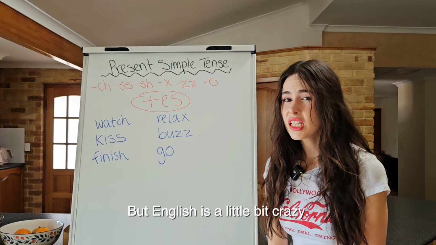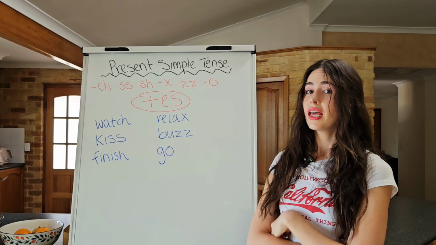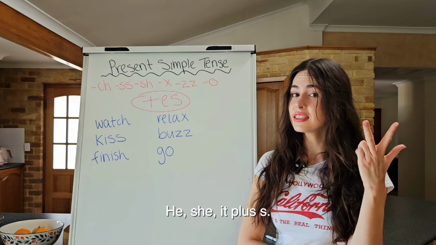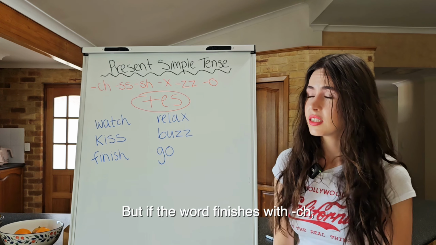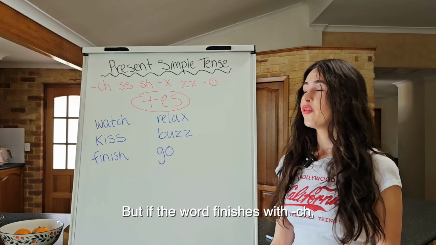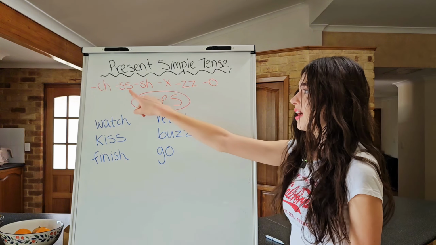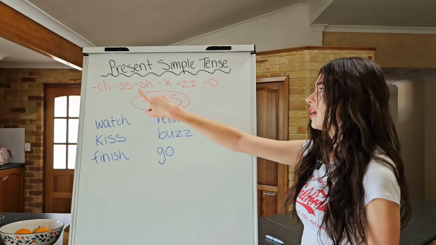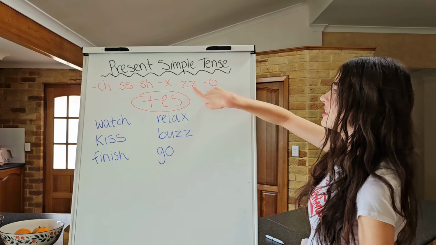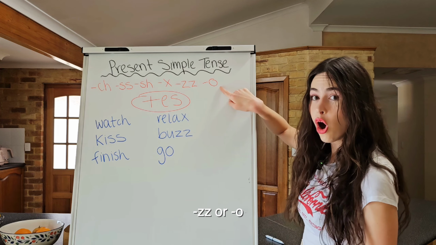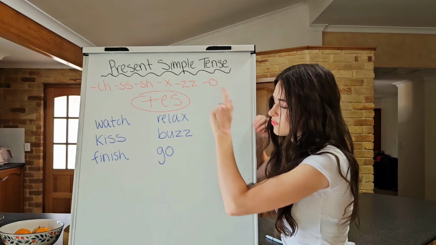But English is a little bit crazy. He, she, it, plus S. But if the word finishes with CH, SS, SH, X, ZZ, or O, plus ES.